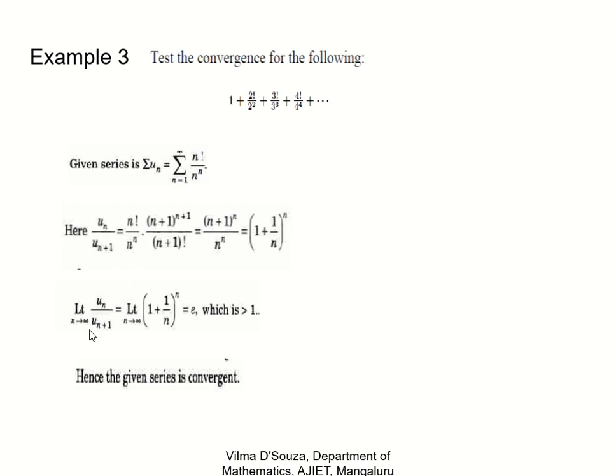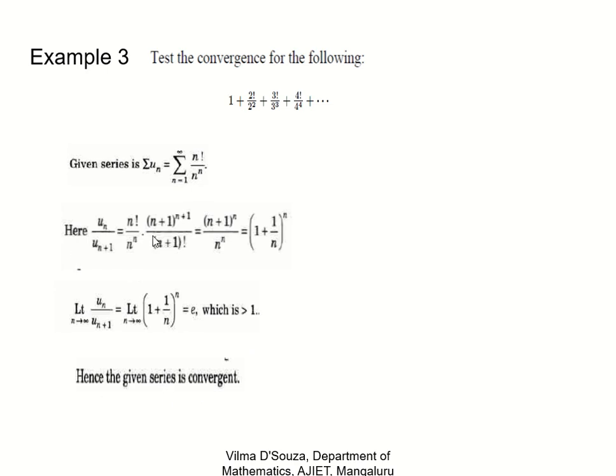So again here you can consider u(n+1) by un, limit n tending to infinity u(n+1) by un. What is the limit of n tending to infinity u(n+1) by un? You will get it as 1 by (1 plus 1 by n) to the power n. That is 1 by e, which is less than 1. So the series is convergent.